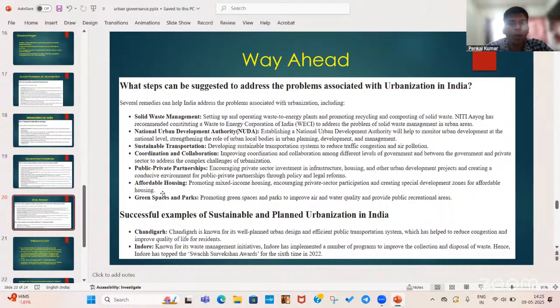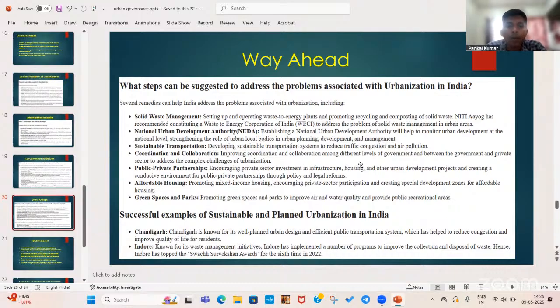Then comes affordable housing, promoting mixed income housing or private sector participation on a PPP basis for affordable housing is another important area which can be looked into. Then comes green spaces and parks, promoting green spaces and parks to improve air and water quality and provide public recreational areas. This is also very important.